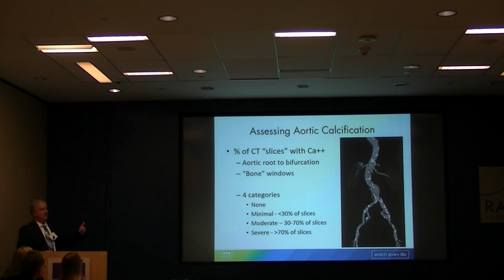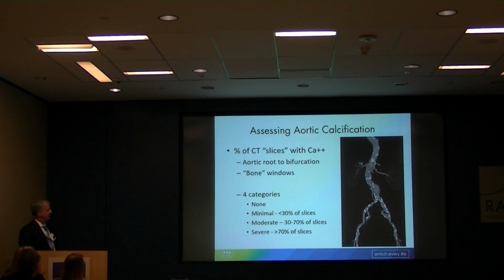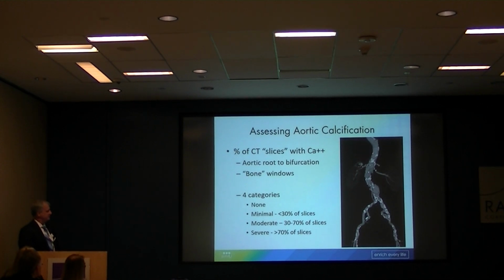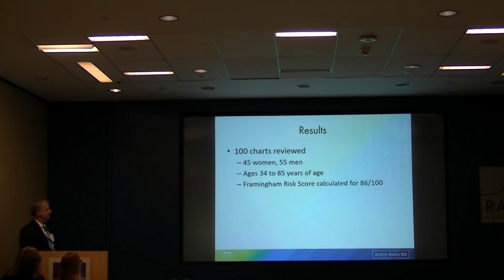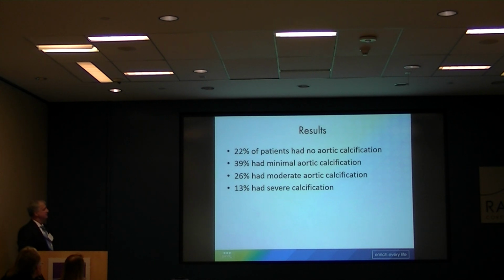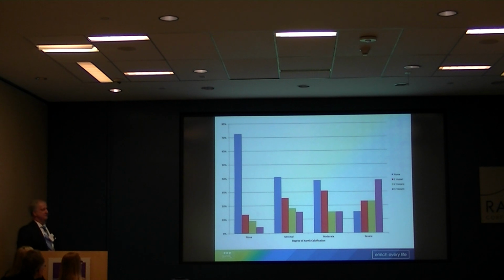To assess their aortic calcification, we used bone windows on the PACS viewer, and basically we went from the aortic root to the bifurcation, and we categorized them as no calcification, minimal calcification, moderate 30 to 70%, and severe greater than 70%. There were 45 women, 55 men, 34 to 85 years of age. Framingham risk score was calculated for 86 out of 100. 22 patients had no aortic calcification, 39 had minimal, 26 had moderate, and 13 had severe calcification.